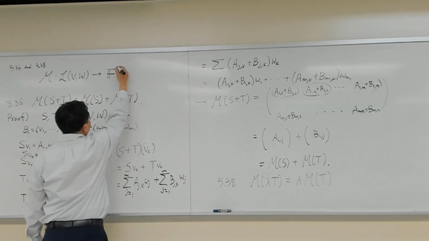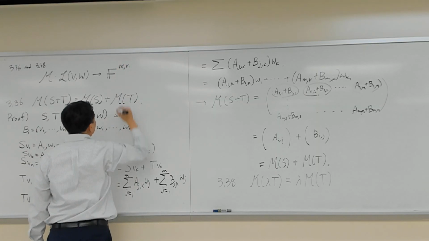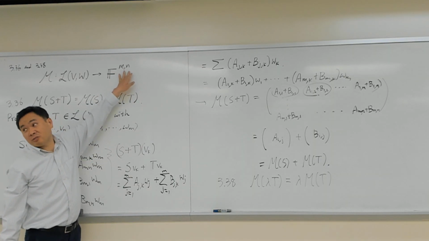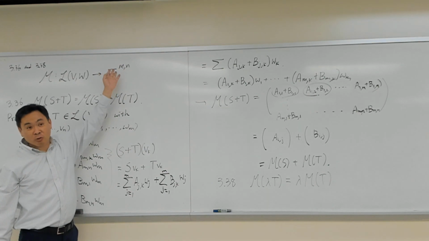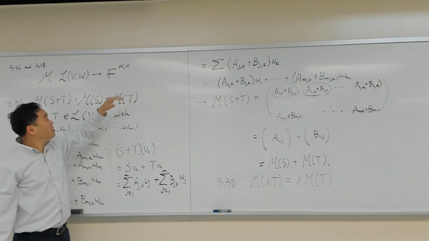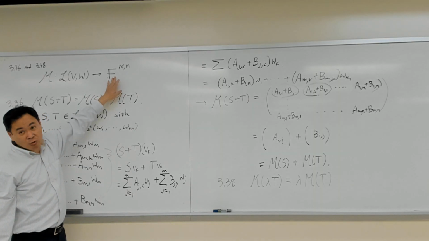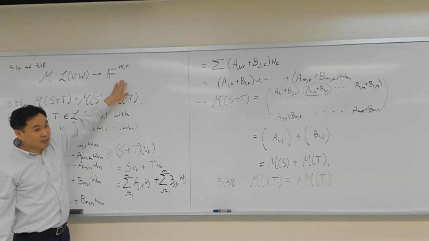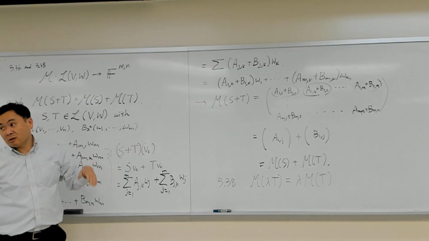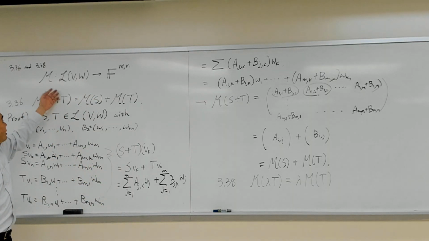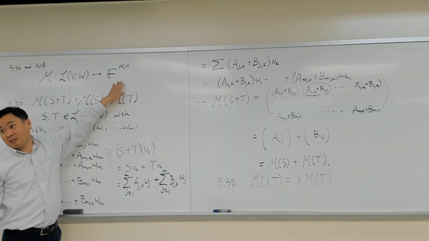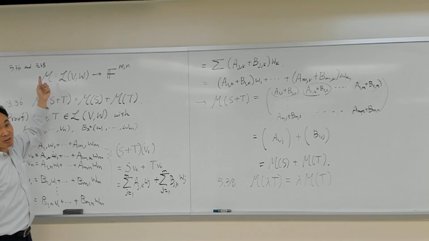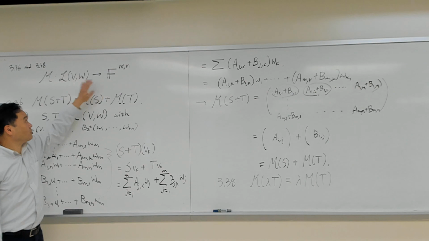So let's see, F^{m,n}. This is the space of matrices with m rows and n columns. Remember, the first number is always the row number, the second number is the column number. So this gives you the space of all matrices of m rows and n columns. So M is a map from any linear map to its matrix, and 3.36 and 3.38 are showing that this M is a linear map between these two.